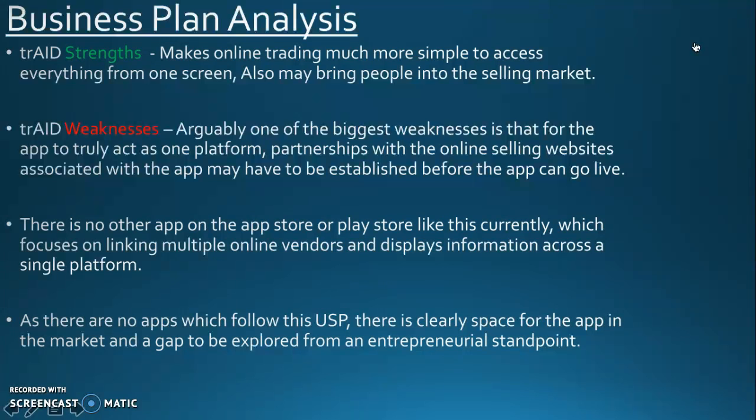There is no other app on the App Store currently which focuses on linking multiple online vendors and displays information across a single platform. The single platform capability of the app is what I feel will attract users to it, as its simplicity will allow the control of listings with ease. As there are no apps which follow this USP, there is clearly space for the app in the market and a gap to be exploited from an entrepreneurial standpoint.